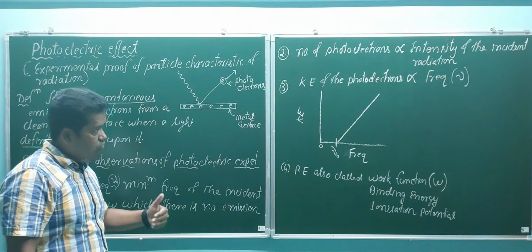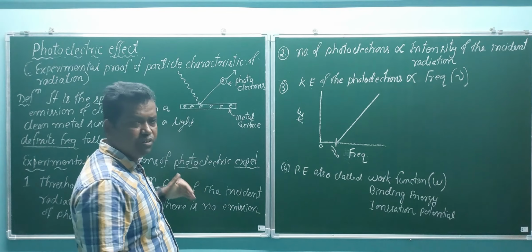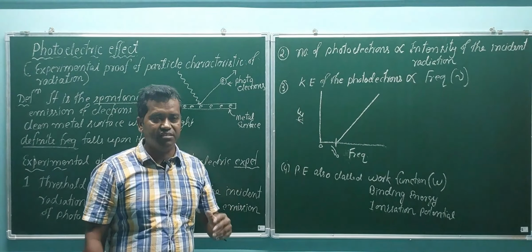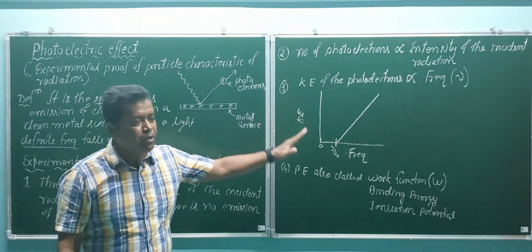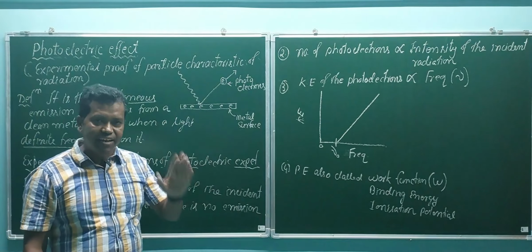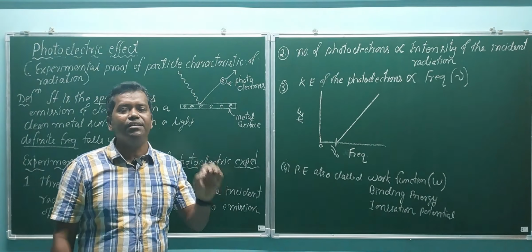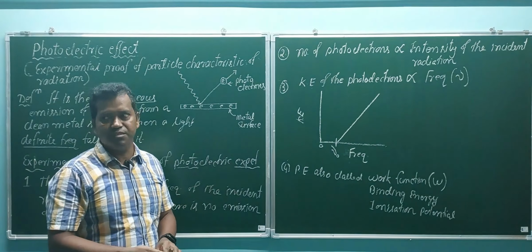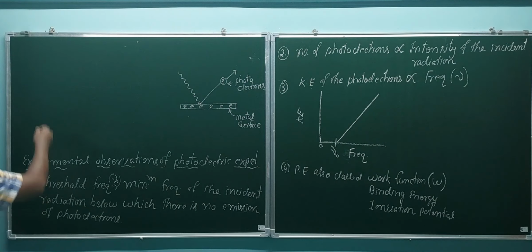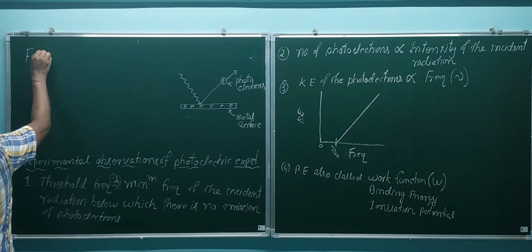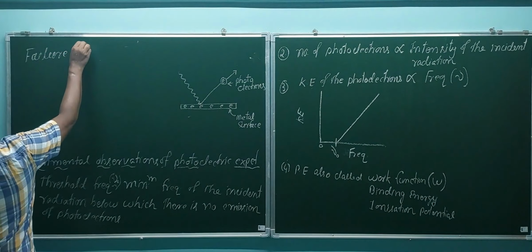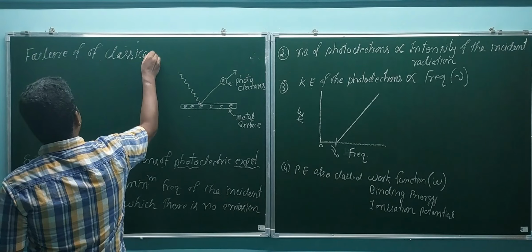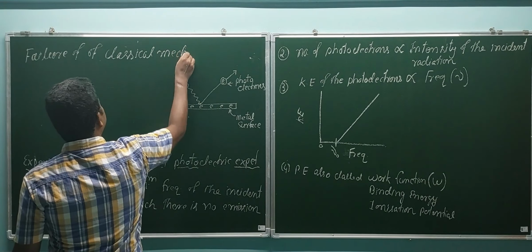Now we'll see next how these observations cannot be explained by classical mechanics. I repeat, these experimental observations cannot be explained by our classical mechanics. So the next topic is failure of classical mechanics.